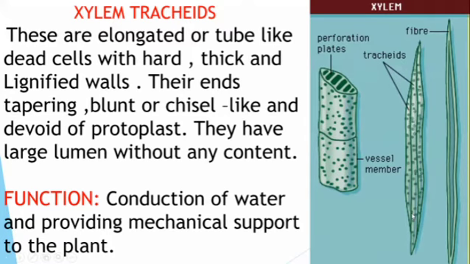They have a large lumen without any content. What is the meaning of lumen? It is the empty space present within the xylem tracheids, a tube-like structure inside the tracheids. The functions of xylem tracheids are conduction of water from root to leaves and providing mechanical support to the plant.